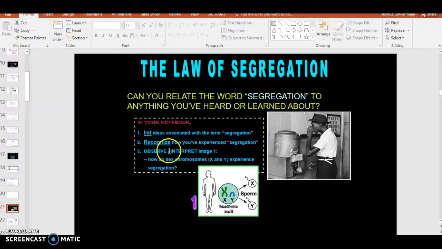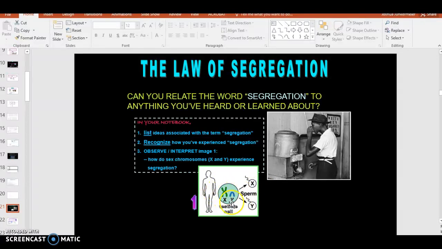And then lastly, it says observe and interpret image 1. So you've got our picture here, right? It says, how do sex chromosomes X and Y experience segregation? So to answer this question, we need to observe it. So let's look at the picture and pause it if you need to. And then let's interpret it. Let's make sense of it.